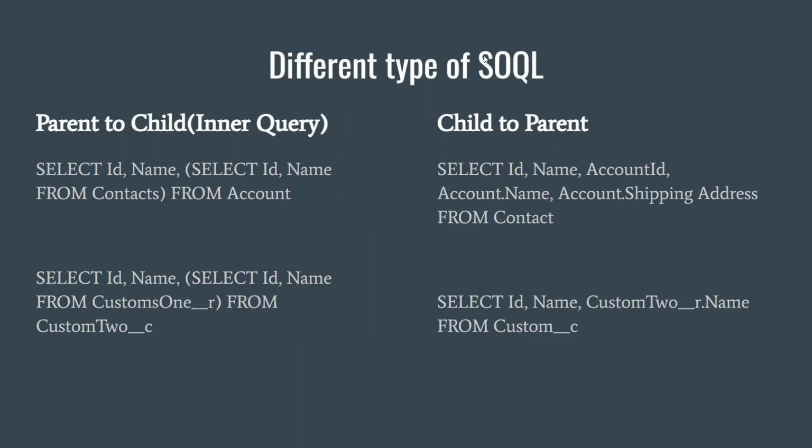Sometimes we want a few fields of the parent record while working with a child, then we go for that child to parent query. For example, we are working with a contact record and we want information of the account shipping address. So this is the query, we can use that. If you want an account name, then we can add that also. So this is how we can do it for a standard object. For the custom object, you have to do the same with the underscore r appended, and then we can get that. So let's see an example of child to parent in Salesforce.